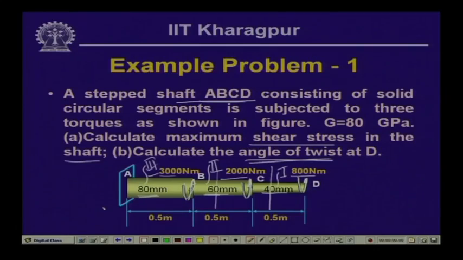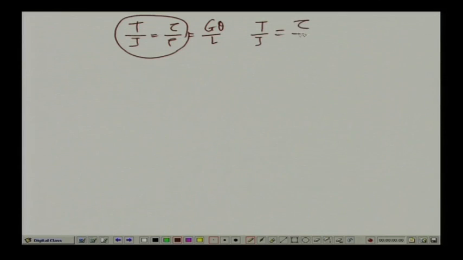Now, let us look into what will be the value of the stresses in each of these segments. As we have seen in the past, T by J is equals to tau by rho is equals to G theta by L. If we take the first of these 2 values, T by J is equals to tau by rho, then tau is equals to T rho by J, and this gives us the value as 16 T by pi d cube, which we have seen earlier.